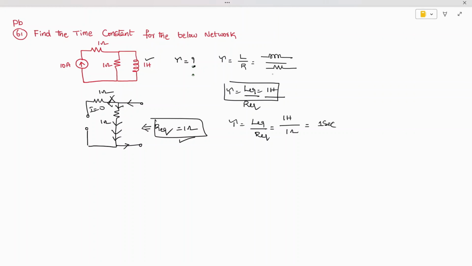I hope these sorts of problems will generally appear in GATE exams. So for your clarity, I have solved it.